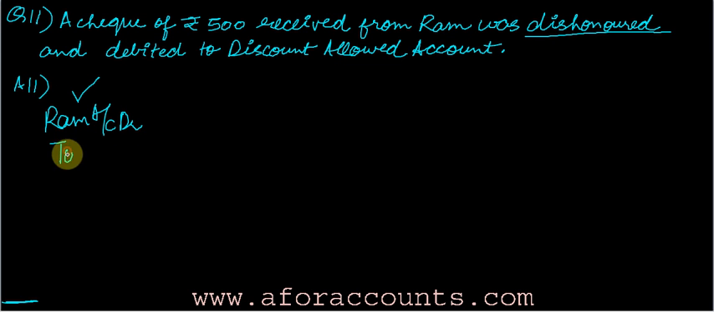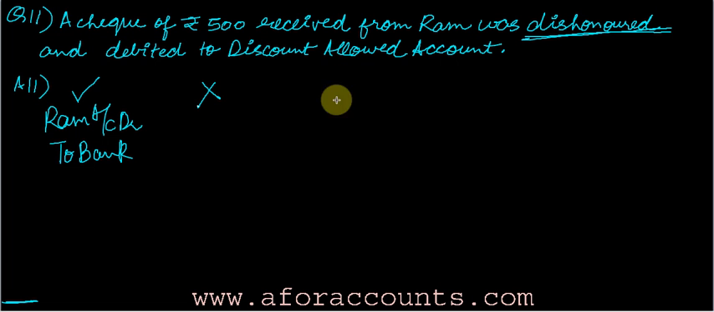to bank. I debit the bank when I receive a check because my balance has increased, but here the check is dishonored, so I will have to credit my bank account. So Ram account debit to bank is my right entry.